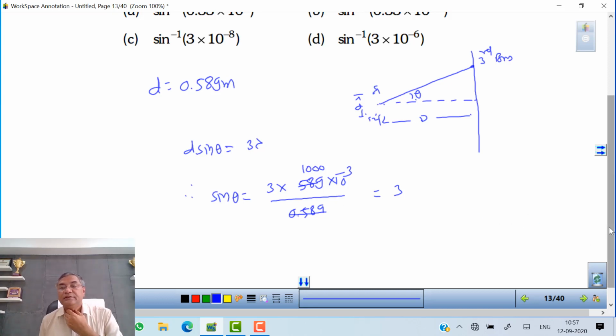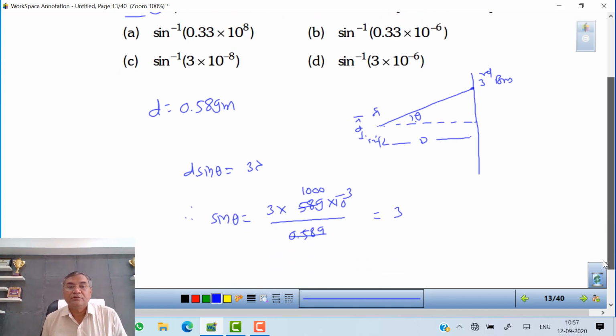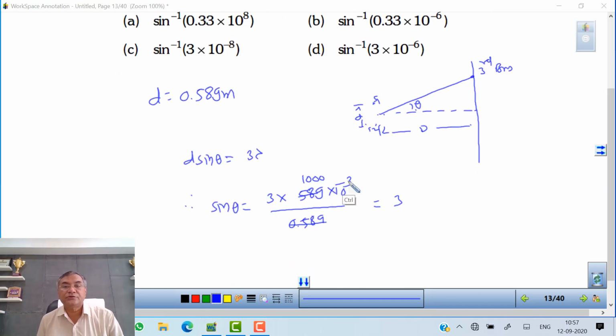589. It must be nanometer. This is not a millimeter. It must be nanometer. So it must be 10 raised to minus 9. Okay. So this is 3 into 10 raised to minus 6. Yes. So theta is sin inverse of 3 into 10 raised to minus 6. So I think option is C.